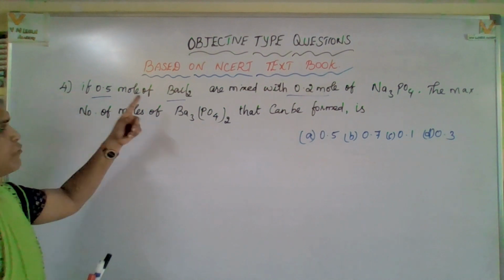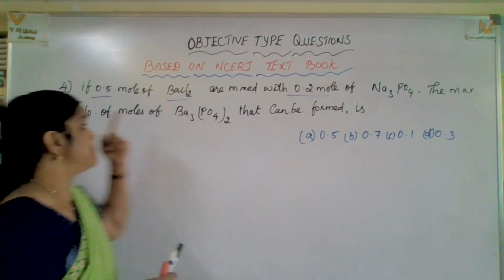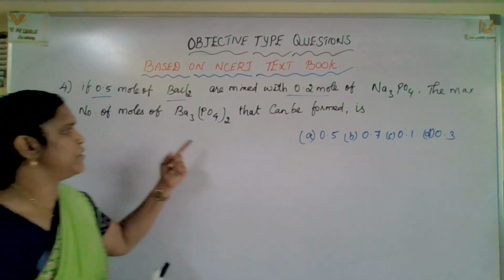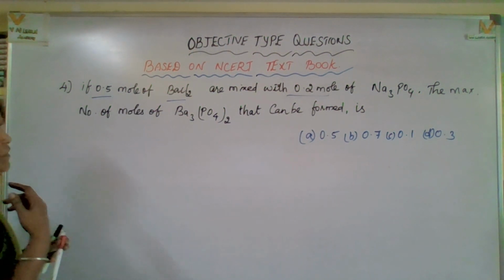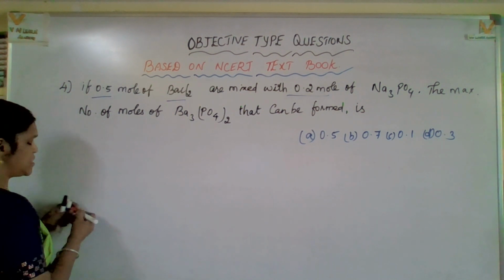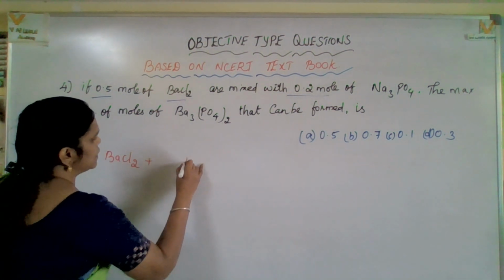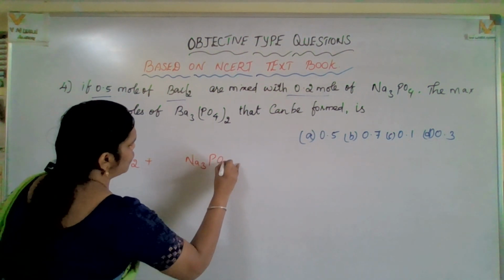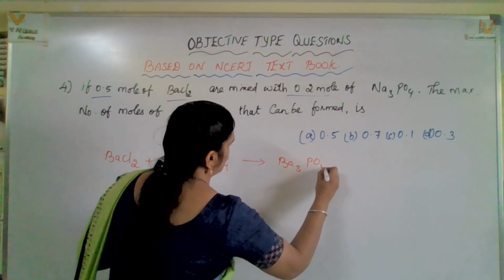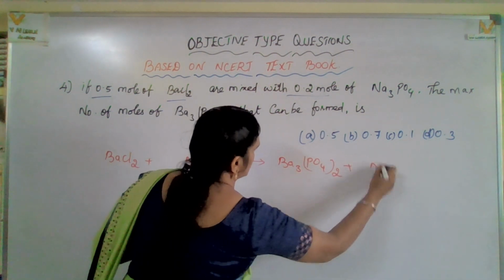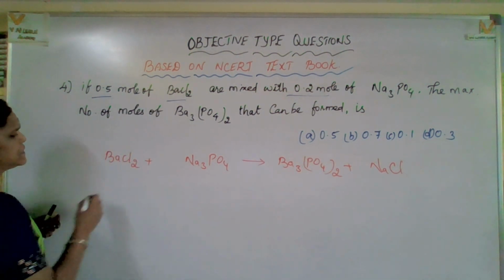If 0.5 mole of BaCl2 are mixed with 0.2 mole of Na3PO4, the maximum number of moles of Ba3(PO4)2 that can be formed. Yes, they have given the option. Yes, as we are seeing the question, let us write the equation first. What they mentioned, BaCl2 combined with Na3PO4. You will get Ba3(PO4)2 plus NaCl. Okay, now in this equation, let us balance.